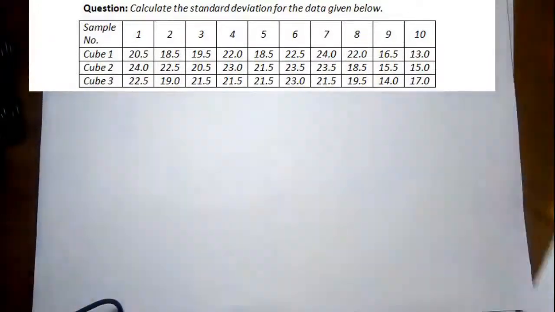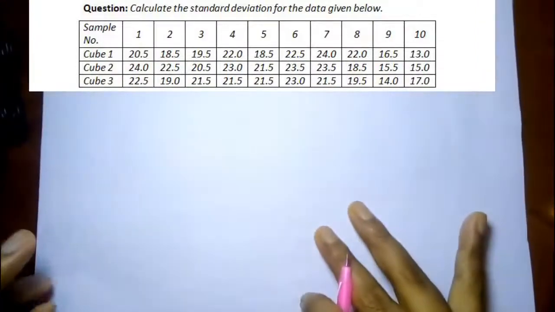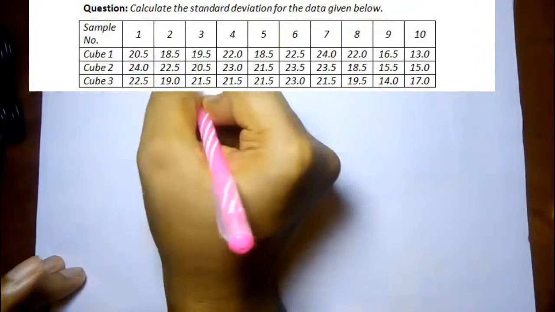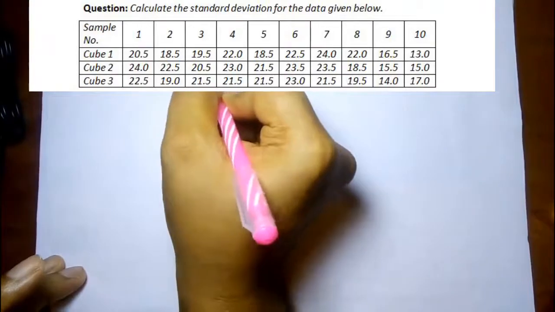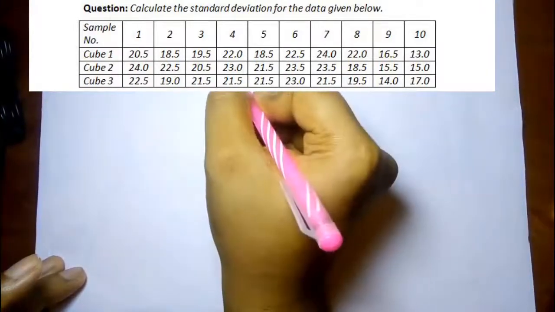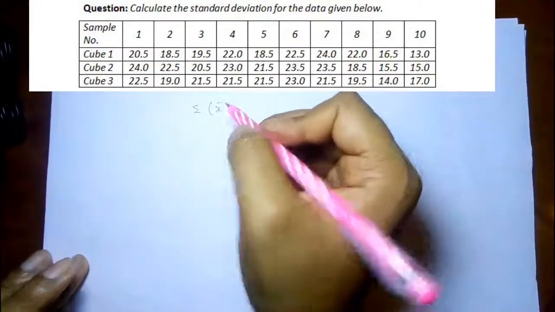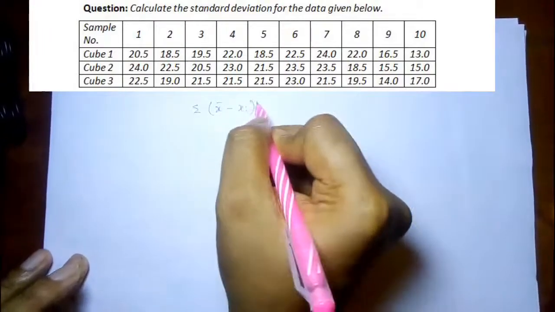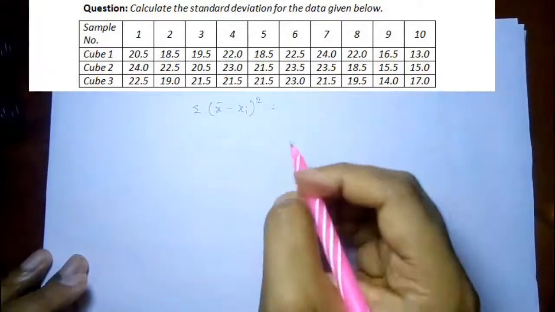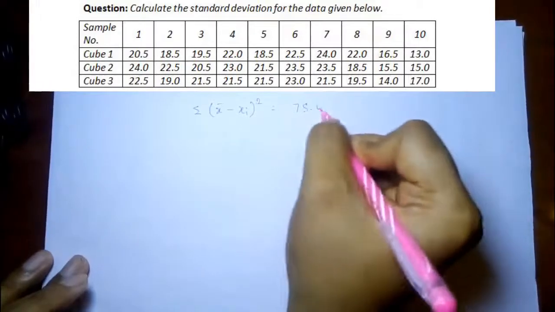So here I can write that the summation of x bar minus xi whole square will be equal to 75.4.